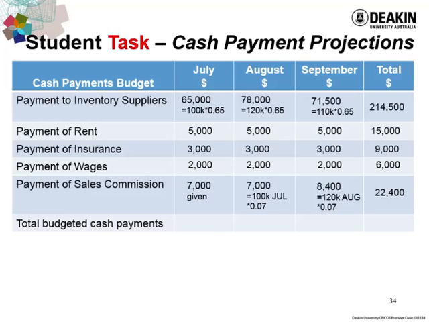Total budgeted cash payments are 82K for July, 95K for August, 89K for September, and for the quarter, the total is 266.9K.